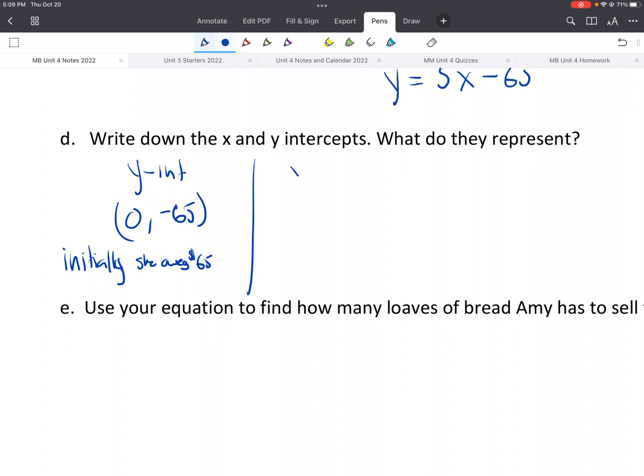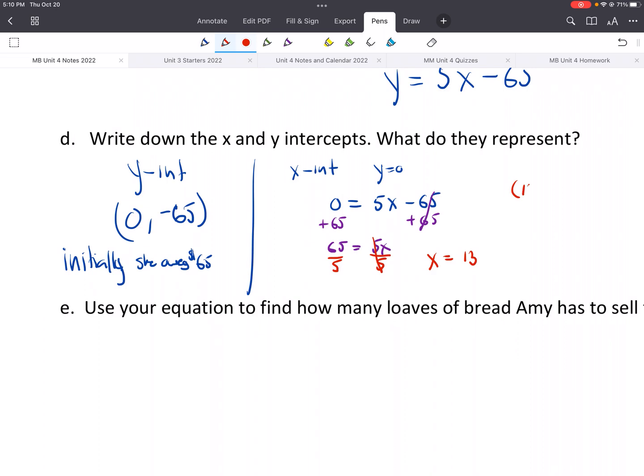Okay, and then for the x-intercept, we know that y equals 0, so we'd set that equal to 0 and solve. So we would add 65 and divide by 5, and we'd evaluate that. Oh, sorry, I probably shouldn't do that. We'll just show our steps. That's what we should do, right? So then we get x equals 65 divided by 5 is 13. So it would be 13, 0.